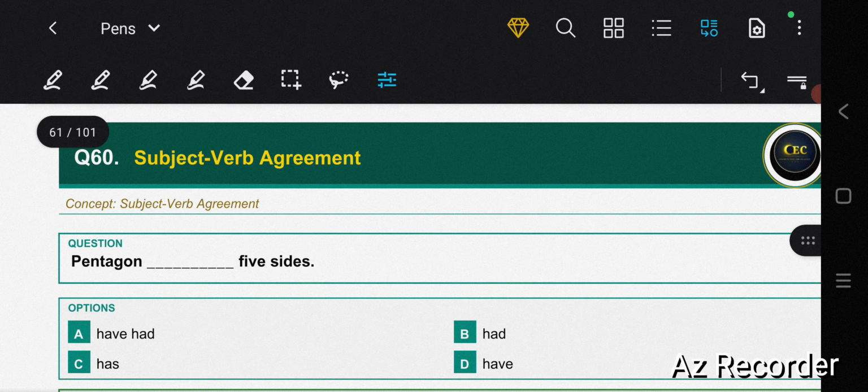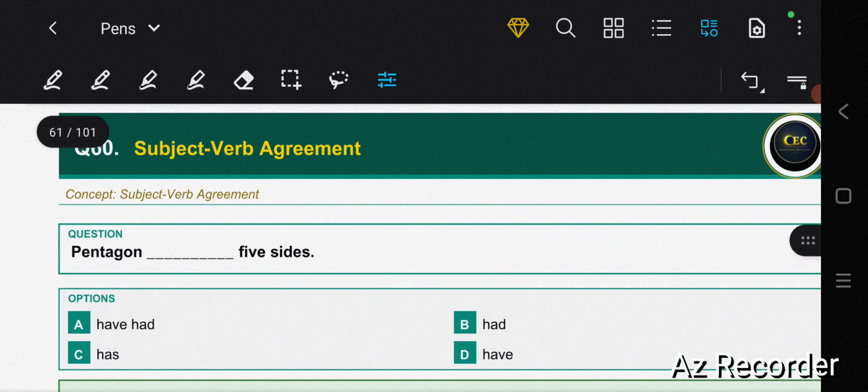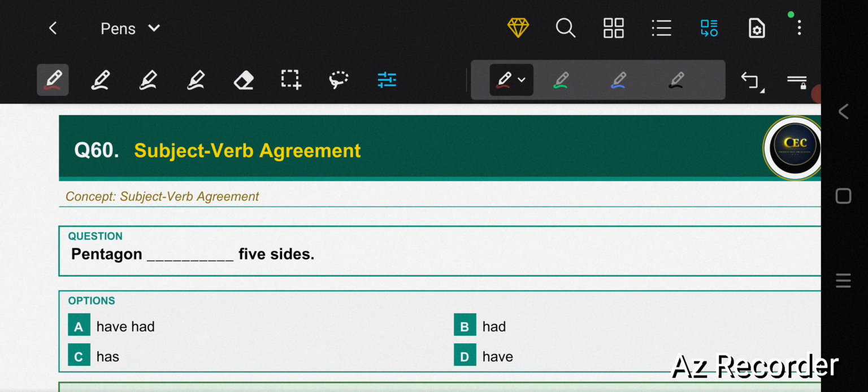Pentagon is third person and singular, and it should be what? This one is the plural one. It means to say it is the incorrect one. This one is the incorrect one. And "have had" is also an incorrect one. And this one maybe, but here it will be past, so it will be the incorrect one in sense, but this one would be the appropriate one. "Has". Pentagon has 5 sides.